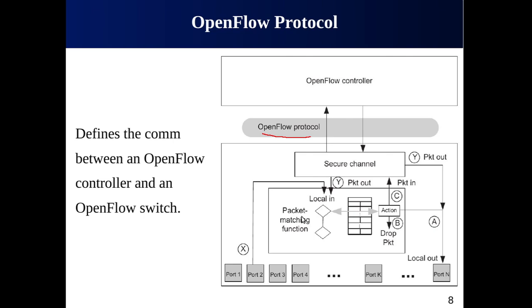The most basic prescription for treatment of an incoming packet, as we just saw, is denoted by A, B, and C. These three options are to forward the packet out to one or more output ports, to drop the packet, or pass the packet, as in case of C, to the controller for exception handling, or maybe for further guidance from the controller.